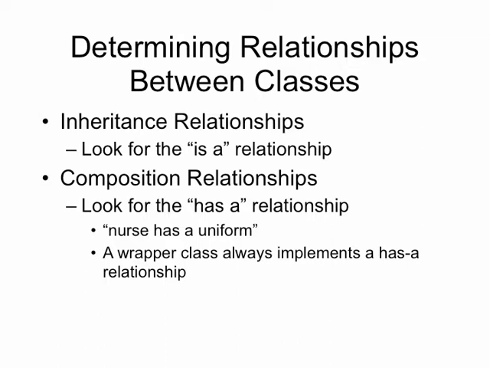Looking at the relationships between classes, if it's the is-a relationship, it means inheritance. Golf cart is a vehicle. Sedan is a vehicle. So that's an inheritance relationship. The composition relationship is the has-a relationship. Weather station has a temperature. Nurse has a uniform. Wrapper classes always implement the has-a relationship.